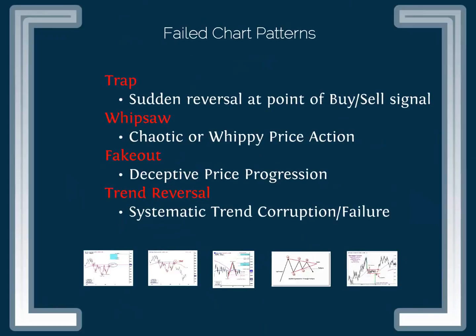Trend reversals are systematic trend corruption. Most of the time, trend reversals can be spotted using divergence indicators like CCI or RSI. I don't use them personally, but you can find those types of indicators to see some type of divergence. So the price is making higher highs, but the indicator is showing lower lows, and that itself signals that the trend is probably going to reverse. So it's a systematic trend getting corrupted.